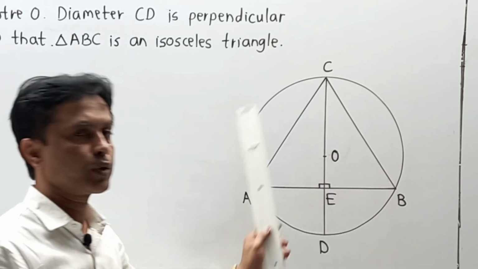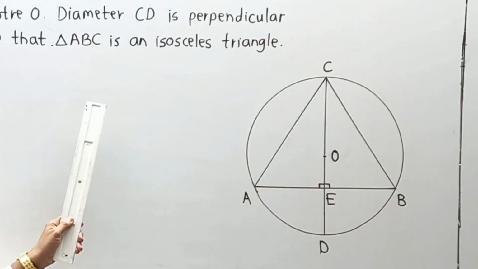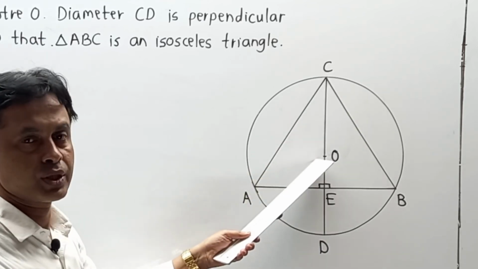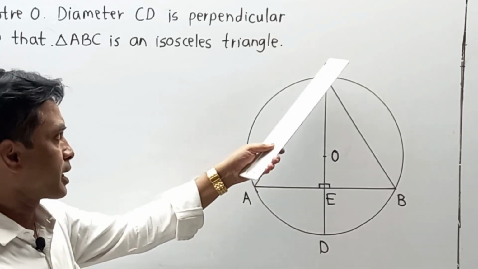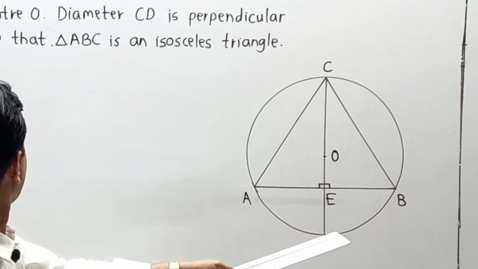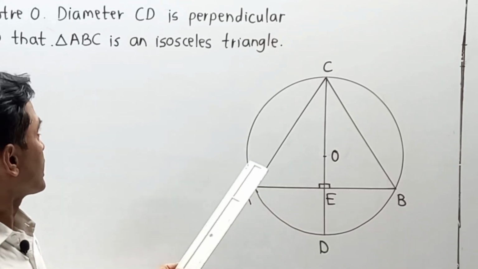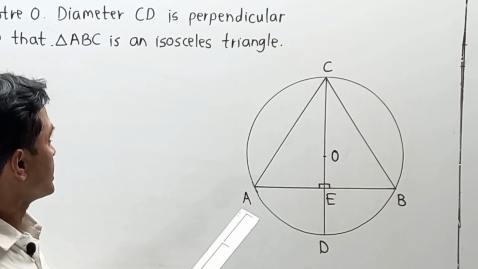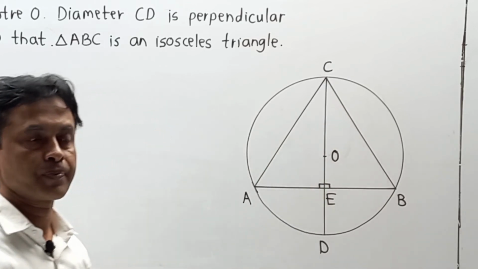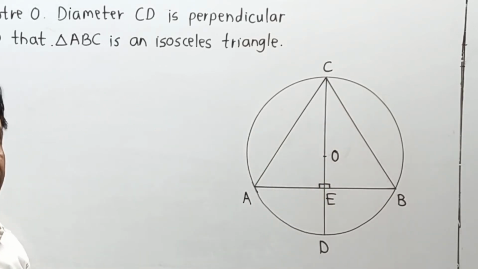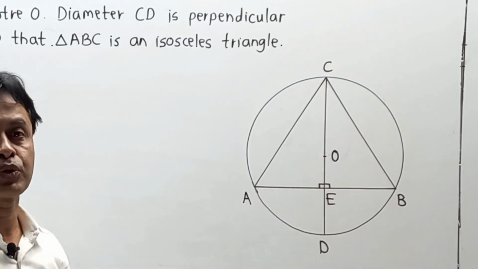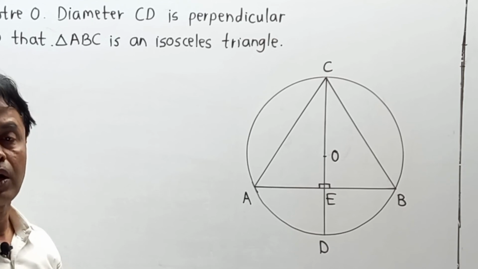One by one, once again, we are going to understand the diagram from the question's point of view. Here, CD is the diameter of a circle and O is the center of the circle. This diameter CD is perpendicular to chord AB at point E. Show that triangle ABC is an isosceles triangle. Now please try to understand one part at a time. If you want to show that triangle ABC is isosceles, we have to show that any two sides are congruent. Now, how to show that?